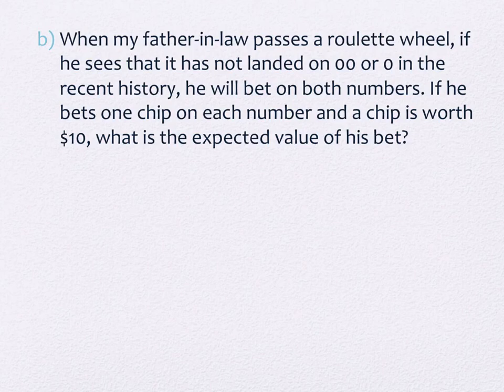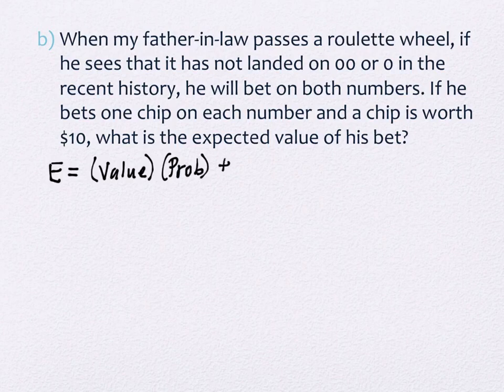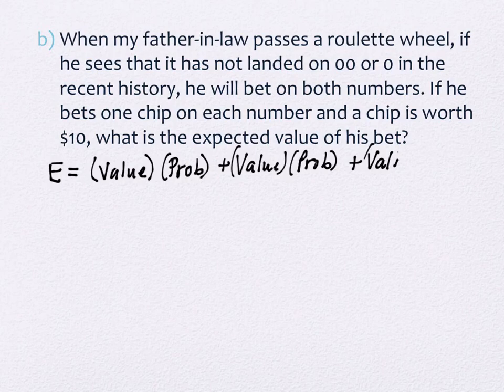So if he bets one chip on each number and the chip is worth $10, what is the expected value of his bet? In his scenario, we're looking at expected value. We have the value times the probability. There's 3 different things that could happen. I'll write them out that way. Value times probability. This is just the expected value formula in words. The value times the probability. Okay, so there's 3 different things that could happen.